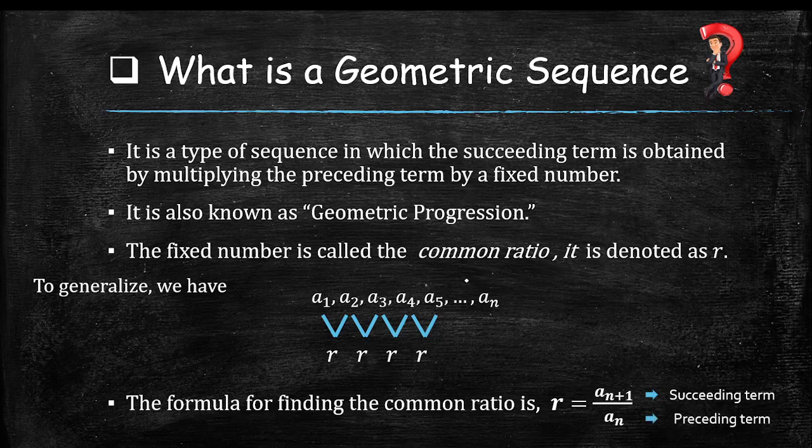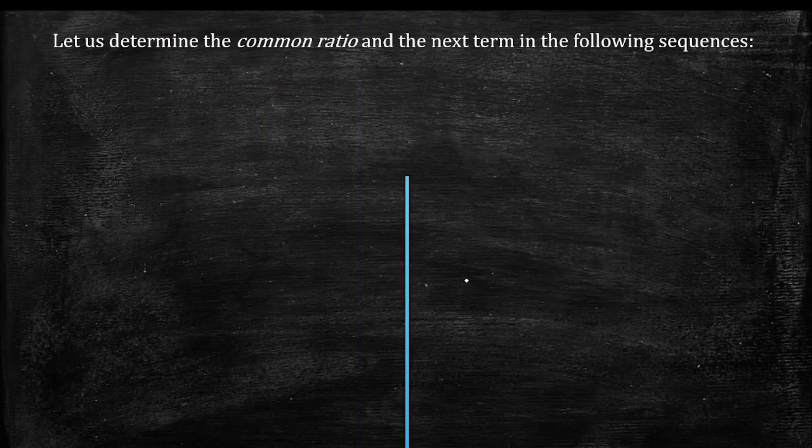For example, we have here a sub 1 and a sub 2. So a sub 2 is the succeeding term, a sub 1 is the preceding term. So the ratio is equal to a sub 2 divided by a sub 1. Another example, we have a sub 2 and a sub 3. So a sub 3 is the succeeding term, a sub 2 is the preceding term. So the formula will be the common ratio r is equal to a sub 3 divided by a sub 2.